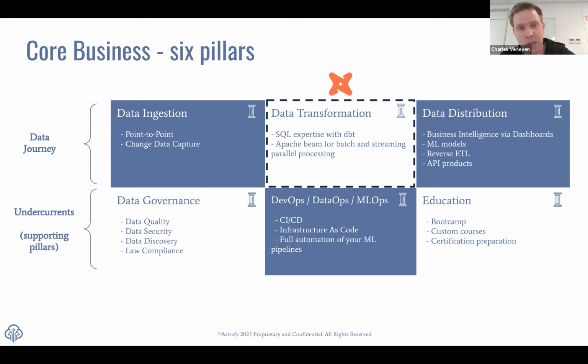Then on top of these data journey pillars, we also have undercurrents, like supporting pillars. That's where we also focus. So data governance, where DBT can help with an out-of-the-box data catalog. Data governance is concerned with data quality, data security, data discovery, and law compliance. Then we have another pillar, which is DevOps, DataOps, and MLOps.